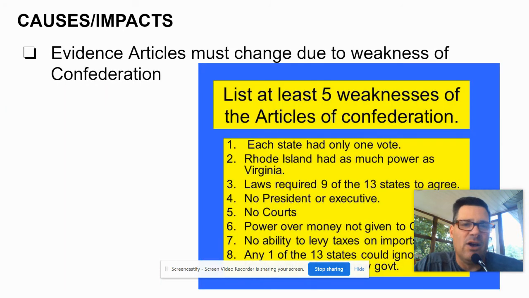So this was evidence that the articles must change due to the weakness of the Confederation. And foremost among the people that thought it needed to change was George Washington. It is clear that this is going to be a problem. They end up ending the rebellion eventually only because private citizens and bankers and whatnot in Boston raised money in order to put the rebellion down. But it wasn't because the government was able to actually do anything. The government just sat and watched these people take over courts and shut down the government business, and they were just powerless to do anything.